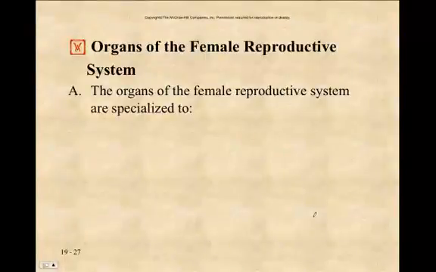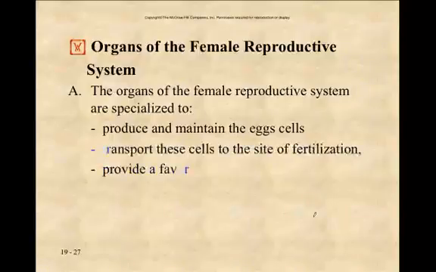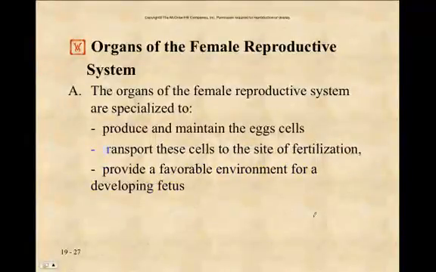Okay, so when we talk about, again, the female reproductive system, we can, of course, start by talking about the organs of the female reproductive system and their function. And so the main function of the female reproductive organs are going to be to produce, obviously, and maintain the egg cells, right? The gametes. Also, to transport these cells to the site of fertilization.